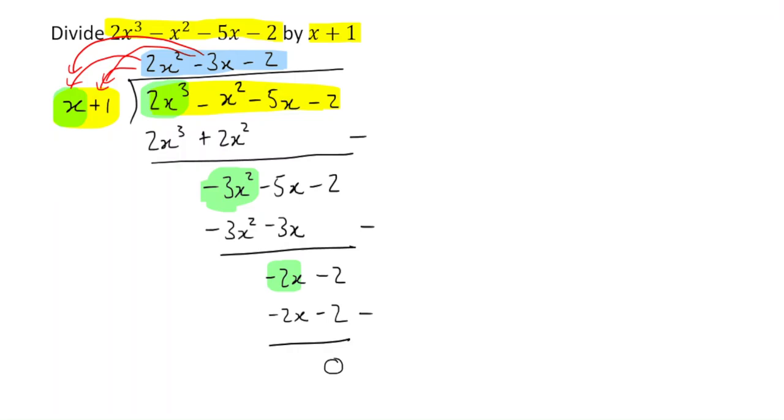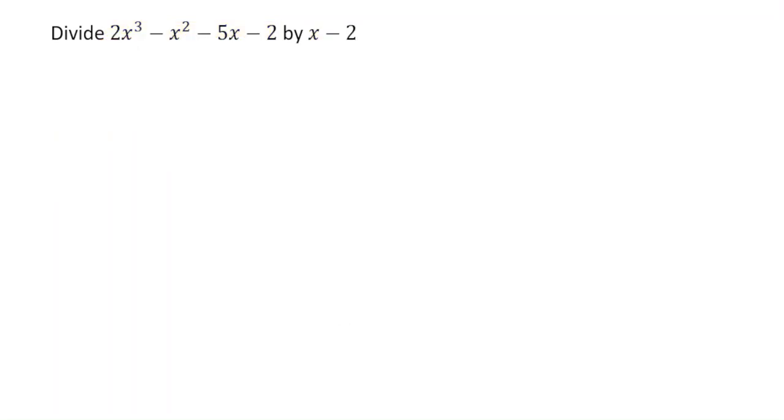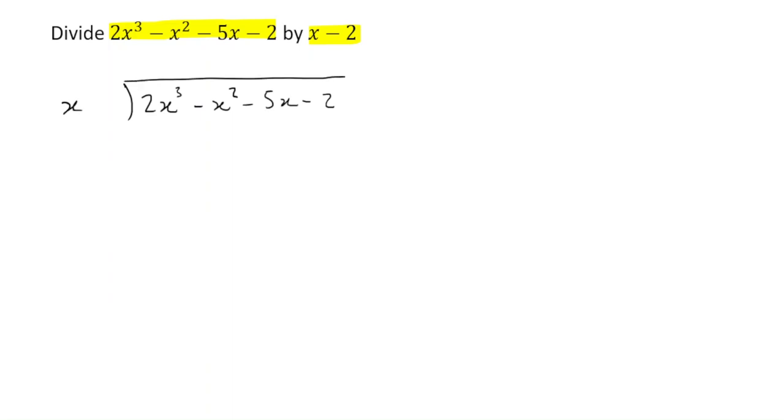Okay? All right, well, probably a good idea to practice it with another example. So let's try this one. We're now going to divide the same original polynomial, but this time by x minus 2. So let's have a go at that. So 2x cubed minus x squared minus 5x minus 2, and divided through by x minus 2.